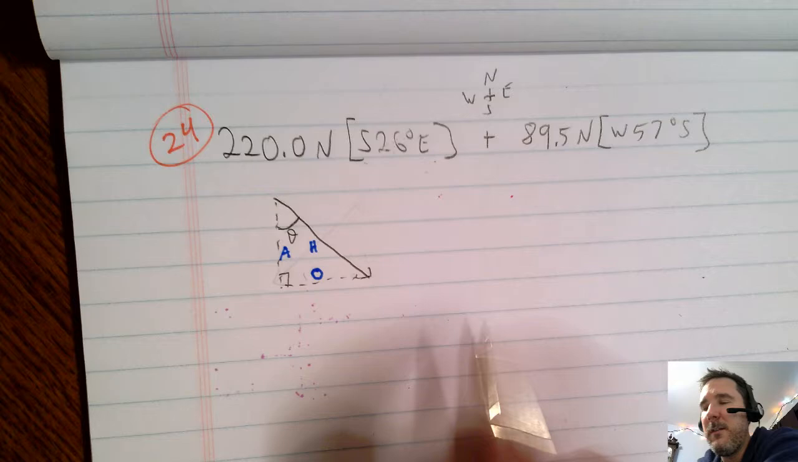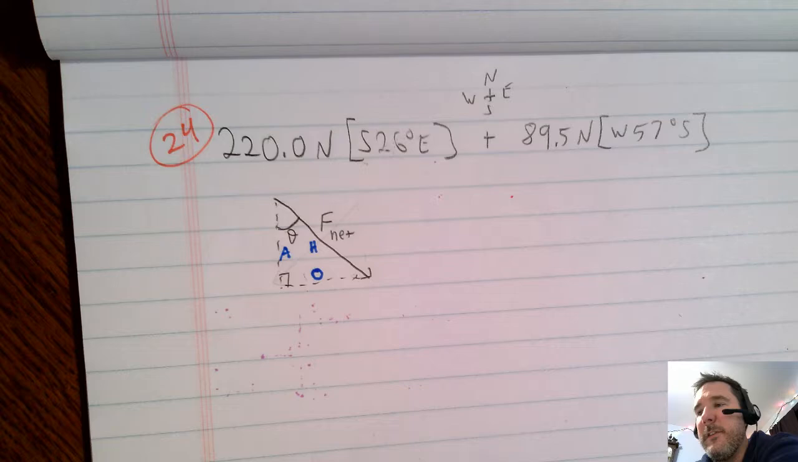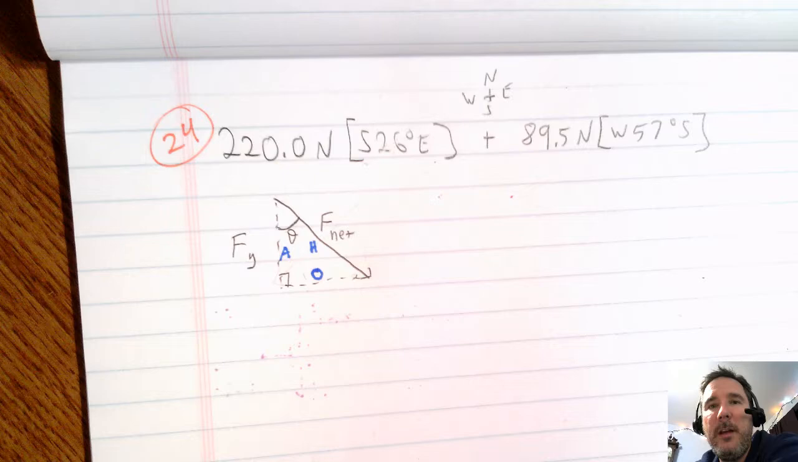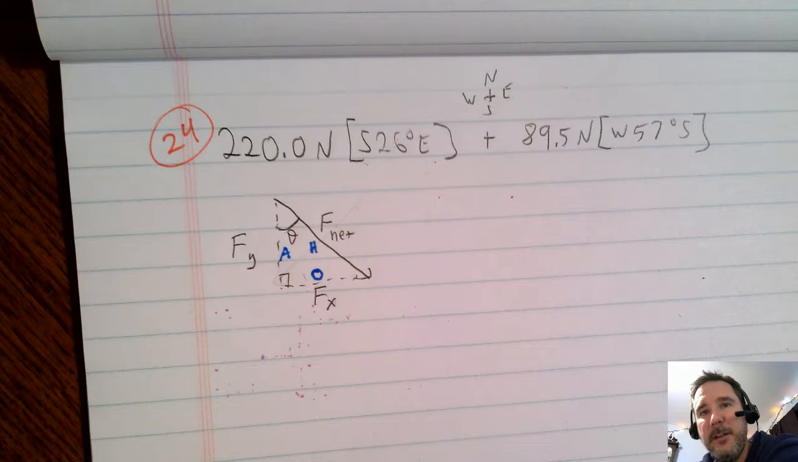This is my force. This is my net force. Okay, I'll start using the terminology that we've come to use. This is my net force. This is going to be my 220. This right here is my FY. This is my FX. I just had to find those. I'm going to do the same thing on the other side, and then I'm going to add the Y's and the X's together.